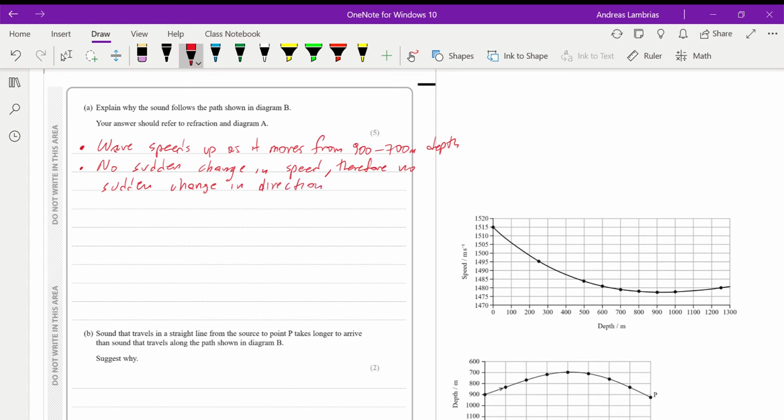Okay, and what is happening every time it changes speed? The wave is refracted, and because the speed increases, it is refracted away from the normal, as we have explained on the diagram above.